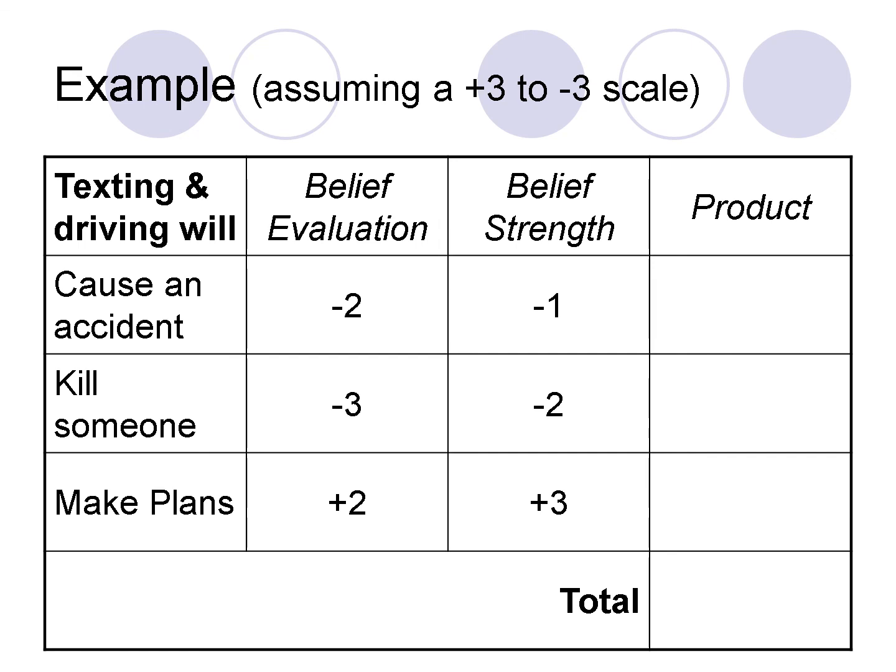So for each one of these lines, we're going to multiply. Multiply -2 by -1, we end up with a +2, right? A negative times a negative equals a positive. The -3 times -2 gives us a +6. And then we have +2 times +3 gives us a +6. Those are all positive scores, which is already predicting a person is going to text while they're driving. So what the person gets is a 14.